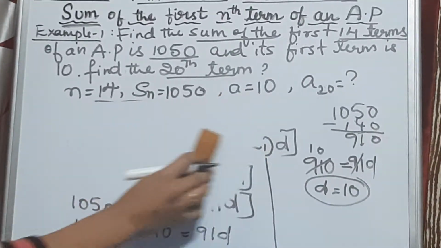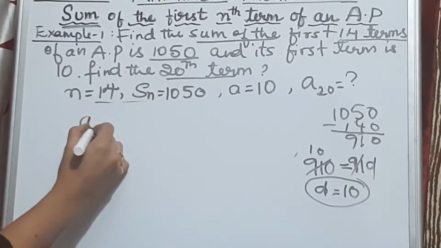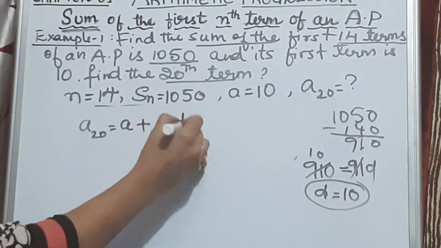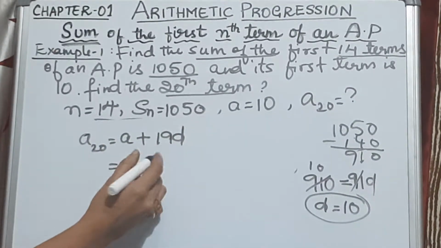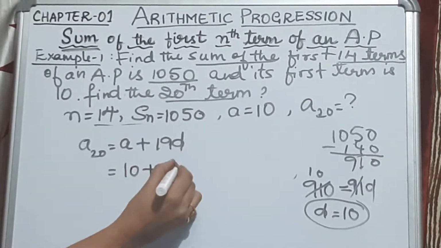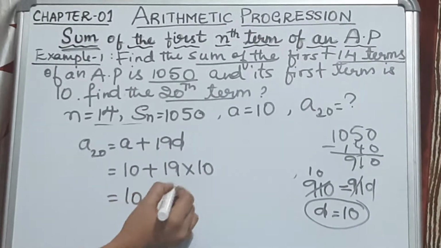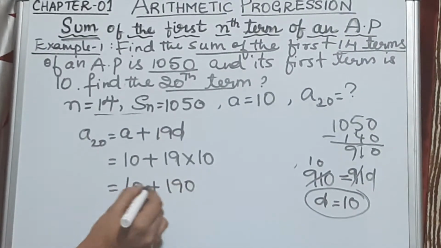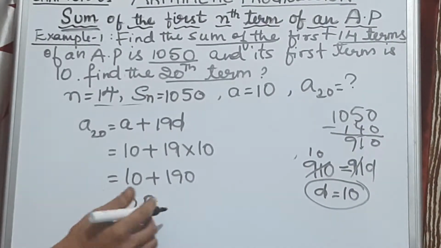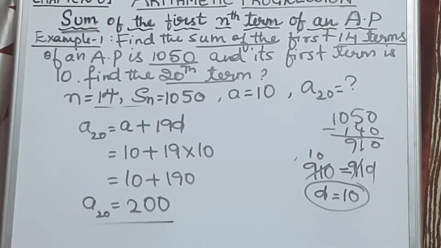Now we have to find the 20th term. a20 is equal to a + 19d. Directly we can write now. a is given already, no? 10. 19 into d, which is 10: 19 tens are 190. 190 plus 10 is 200. So a20, the 20th term, is 200.